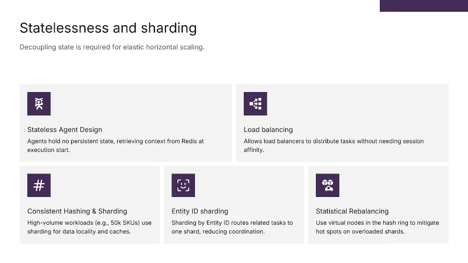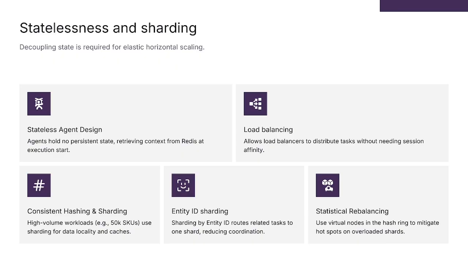Also in section 6.1, as I have discussed earlier, we have stateless and sharding. Statelessness and sharding, for horizontal scaling, is better for enterprise multi-agent system design because you can add more instances. And for horizontal scaling, stateless is better. In stateless scaling, you do not keep information in the memory. Decoupling state is required for elastic horizontal scaling.